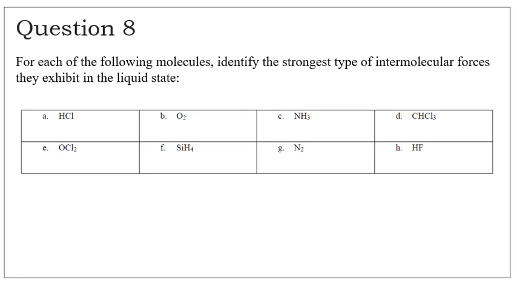So question 8 is a very typical type of question. You need to identify the strongest type of intermolecular forces exhibited in the liquid state. Even if the question doesn't say so, whenever it asks for the type of intermolecular forces, it normally implies the strongest, unless you have a question that says identify all types of intermolecular forces, which is not the case in this question. This question just asks for the strongest.